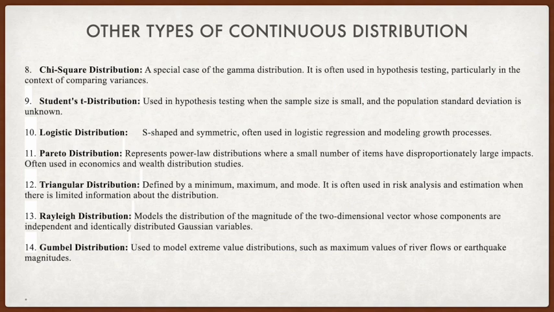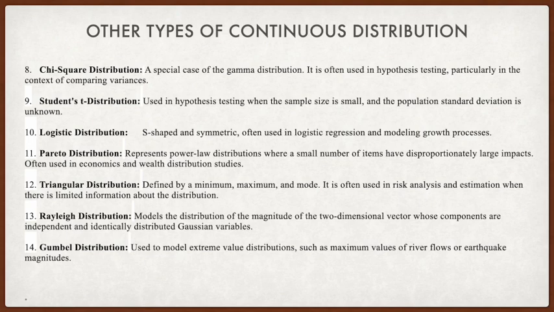Pareto distribution represents power law distributions where a small number of items have disproportionately large impacts, often used in economics and wealth distribution studies. Triangular distribution, defined by a minimum, a maximum, and mode, is often used in risk analysis and estimation when there is limited information about the distribution. Rayleigh distribution models the magnitude of a two-dimensional vector whose components are independent and identically distributed Gaussian variables. Gumbel distribution is used to model extreme value distributions such as maximum values of river flows or earthquake magnitudes.